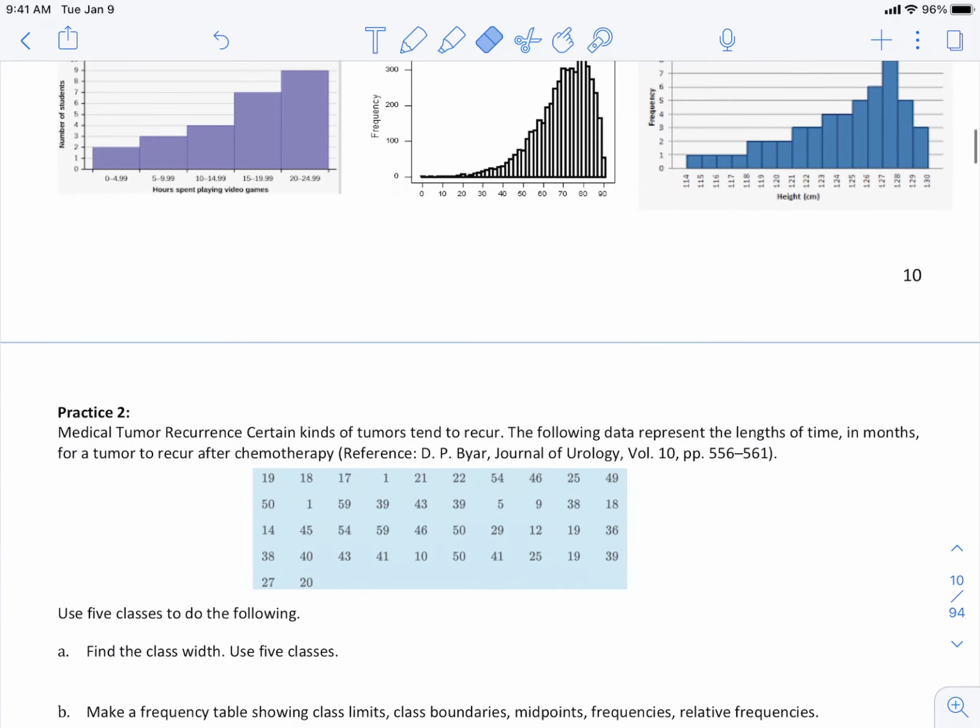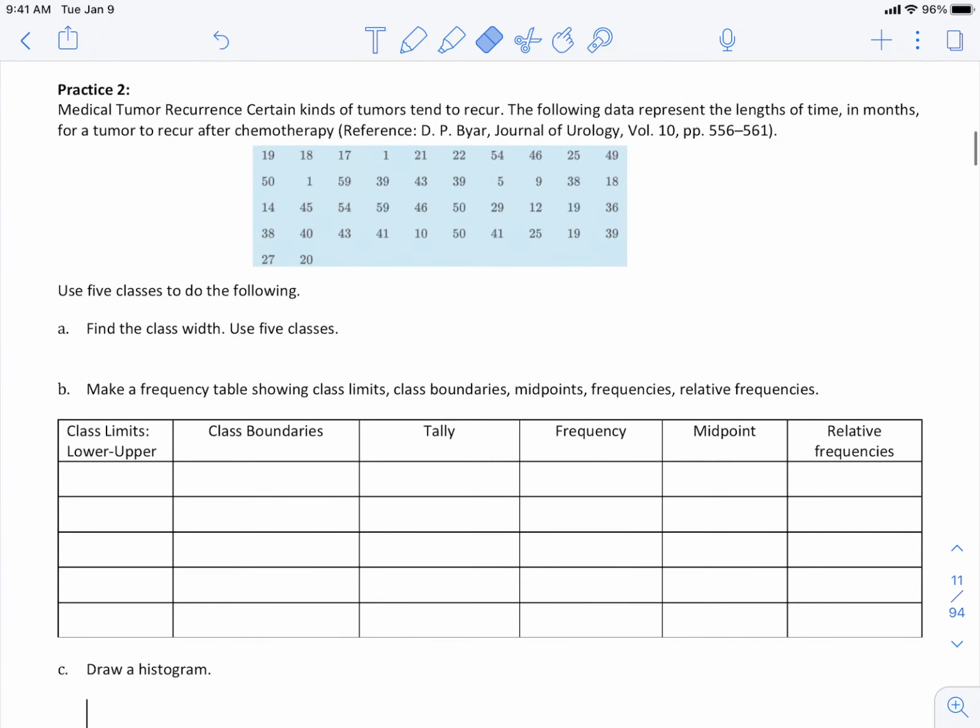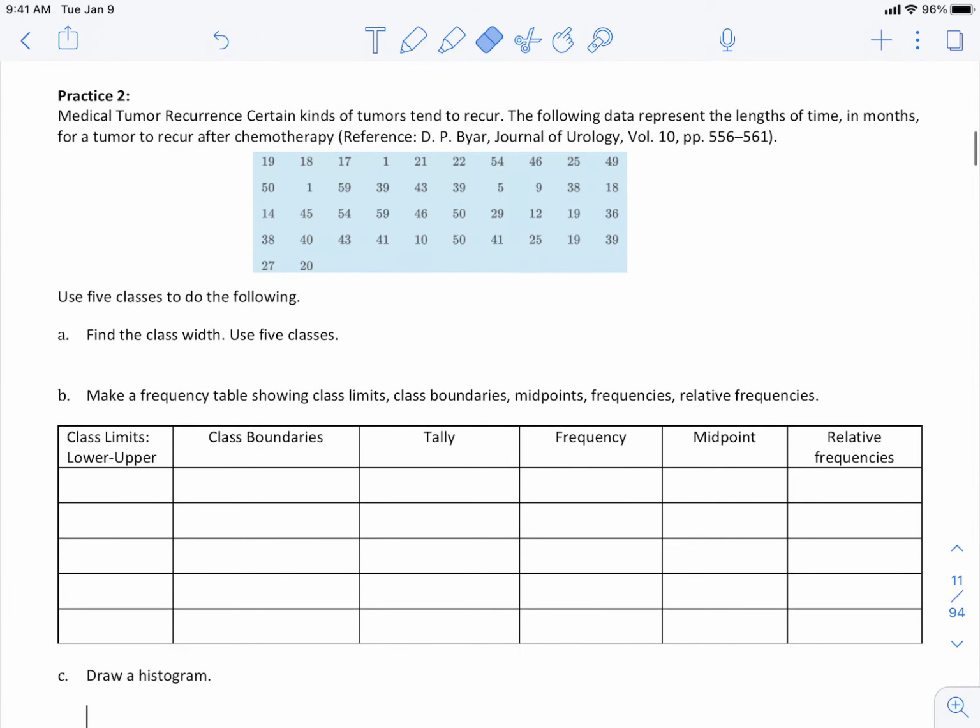All right, so here is another practice problem. It says, medical tumor recurrence. Certain kinds of tumors tend to reoccur. The following data represent the lengths of time in months for a tumor to reoccur after chemotherapy. We're going to use 5 classes to do the following.